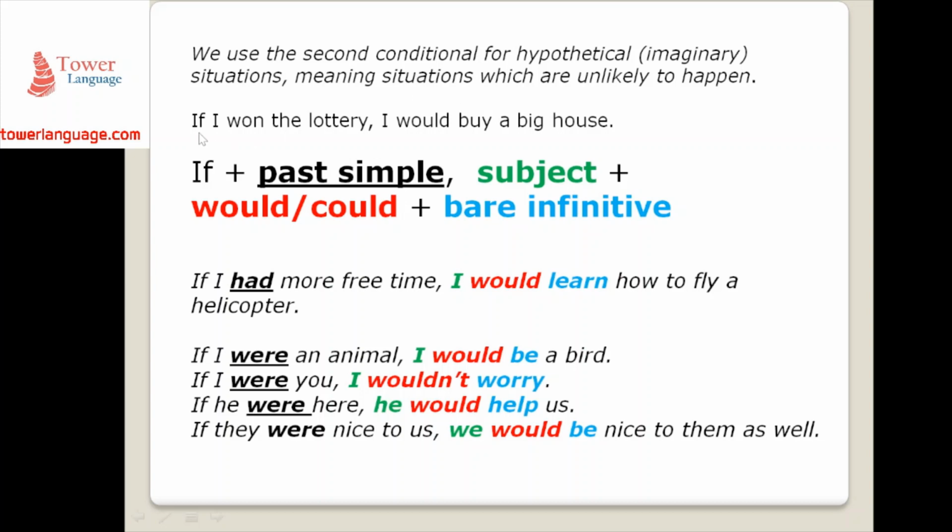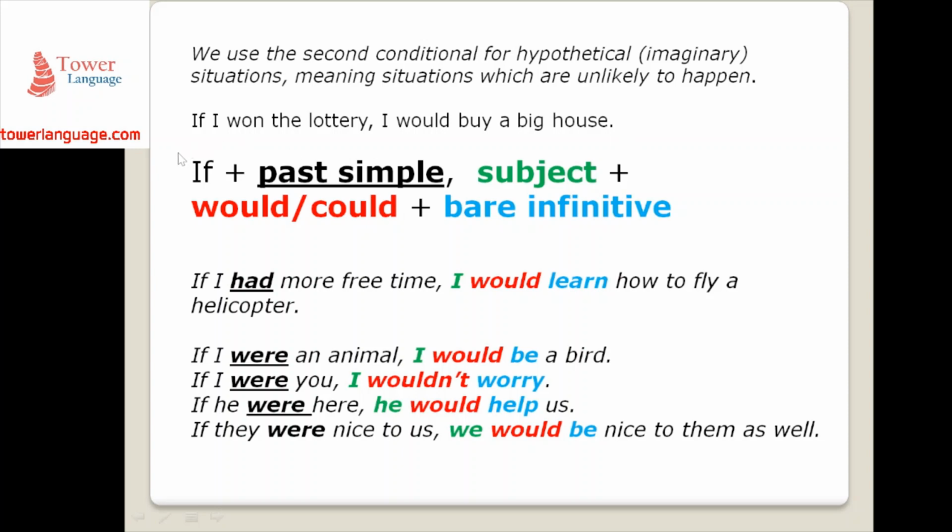Let's see this first example. If I won the lottery, I would buy a big house. Now, why is this hypothetical? In my case, I don't play the lottery, and this is why this is completely imaginary. If I won the lottery, meaning if I played the lottery, then I would buy a big house or I would travel. But because I don't play, now I'm just imagining this situation at the moment.